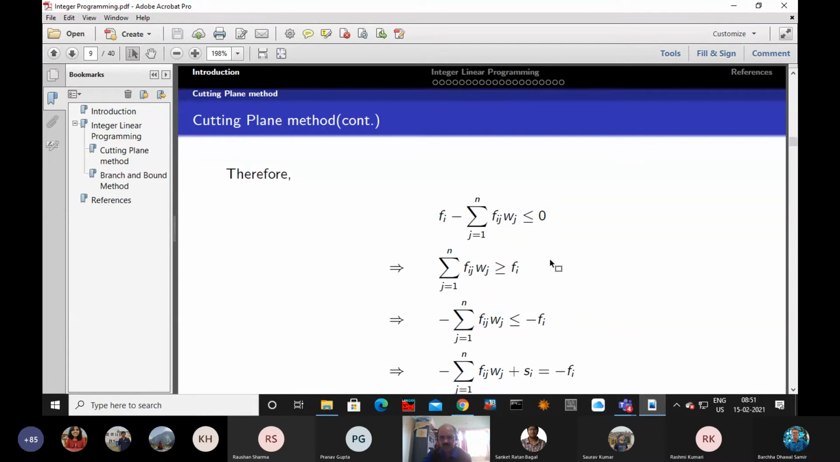Okay, this is an inequation. So if we simplify further, you can write summation over j varies from 1 to n, fij wj greater than or equal to fi. Okay, fi is positive. See, primal and dual: we have this type of constraint in the dual, not in the primal. In the primal we have less than or equal to type, and in the dual we have greater than or equal to type. This type of constraint. So what do you do? Multiply by a minus sign. If you multiply by a minus sign, the inequality is reversed, right?